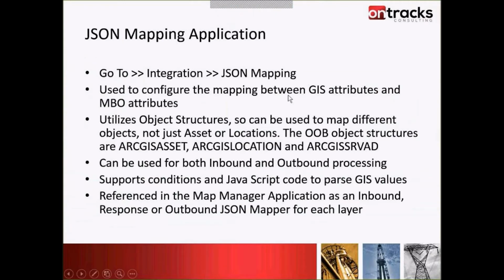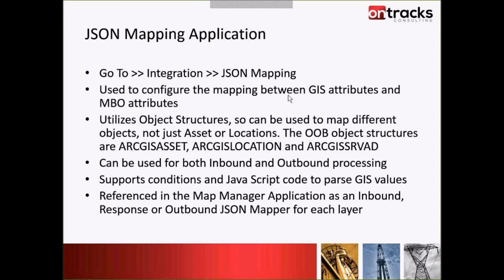All right, so let's talk a little bit about the JSON mapping. JSON mapping is an application that is now included with 7.6 that Maximo Spatial is leveraging. You'll get to the JSON mapping application by doing a Go To, Integration, and JSON Mapping. It is used to configure the mapping between the GIS attributes and the Maximo MBOs.